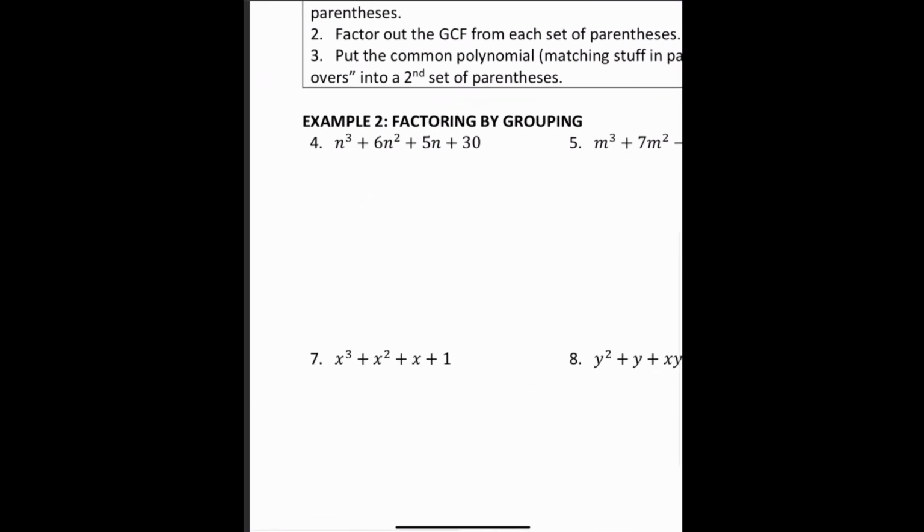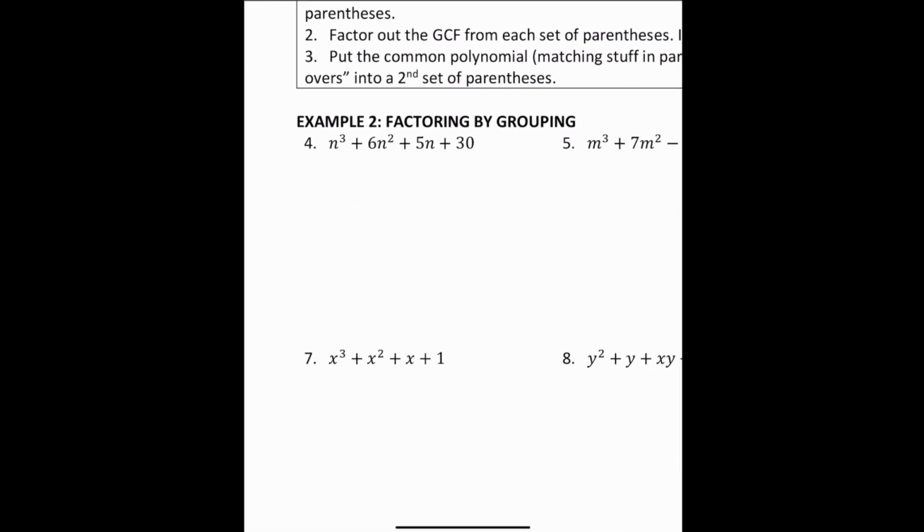So let's take a look at number 4. n cubed plus 6n squared plus 5n plus 30. The idea is that you group the first 2 terms and the last 2 terms, and you want to include the sign inside of the parentheses. So we're going to look for the GCF of this first group here. So let's find the GCF.